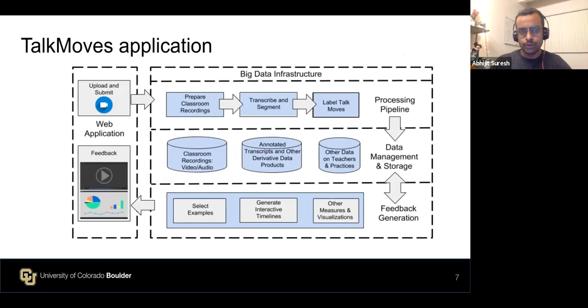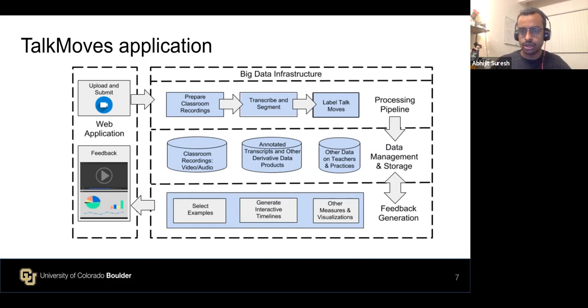To give you an overview of the TalkMoves application, we have the web application through which the teachers upload and submit the different recordings, which go into the big data infrastructure. The big data infrastructure is implemented using Amazon Web Services, and its role is to prepare the classroom recordings, transcribe and segment the audio, and, using the deep learning models, label each individual talk move.